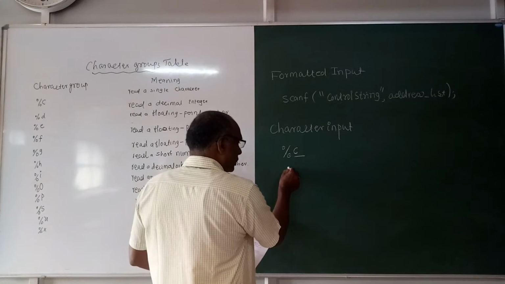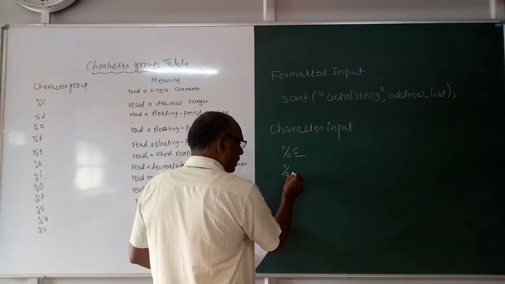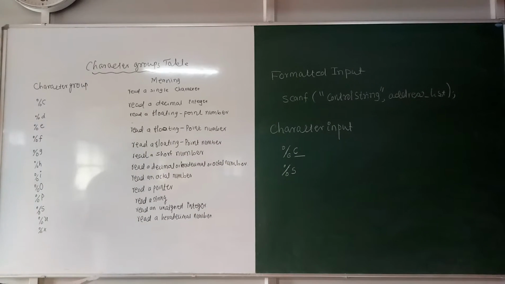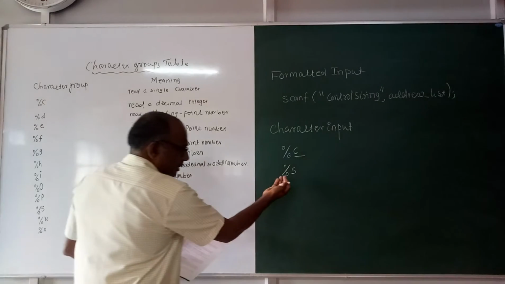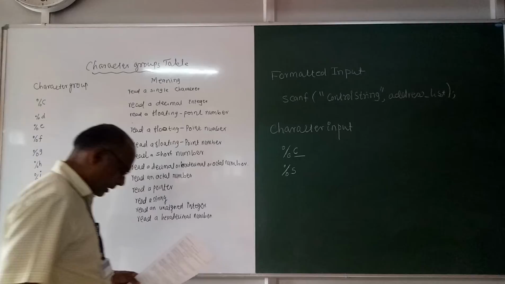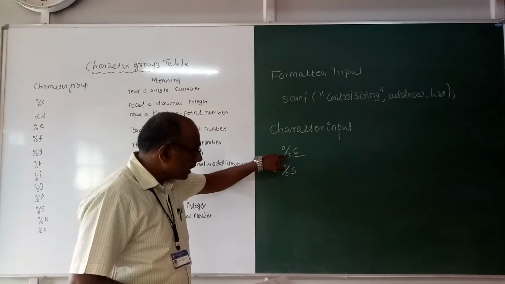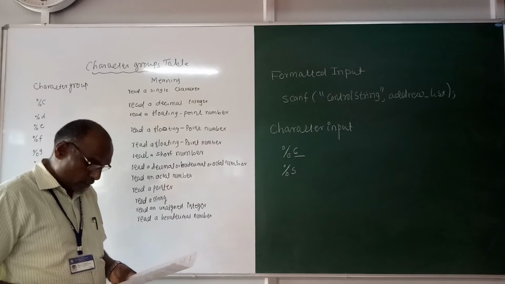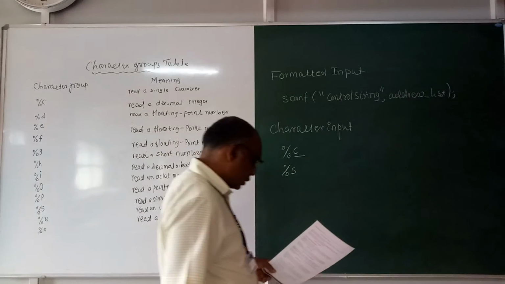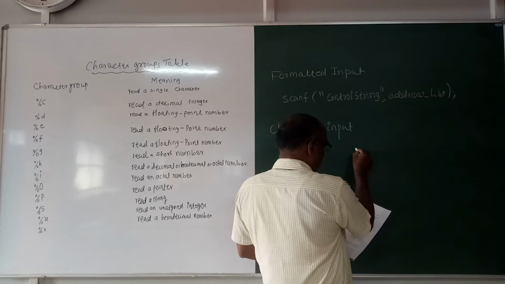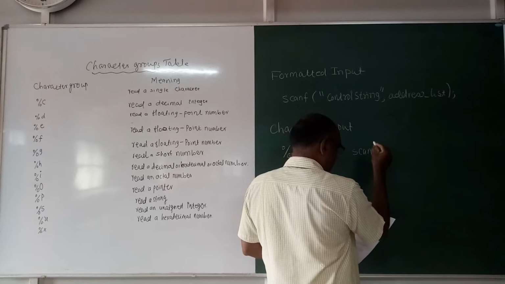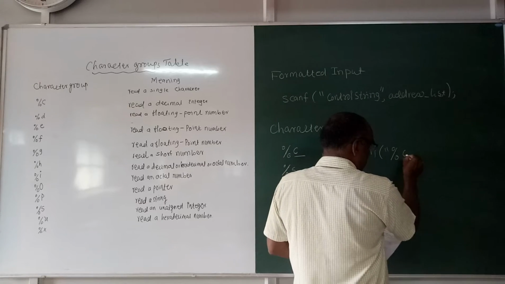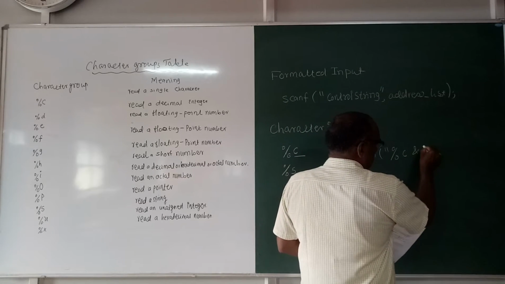If I want to input a string, then you have to use this. So %s, this field is used for a string constant. This is used for a character constant or a character variable. It is used for a constant, not a variable. Say for example, here I am using this. I'll write scanf, okay. Say this is %c. This is the symbol.